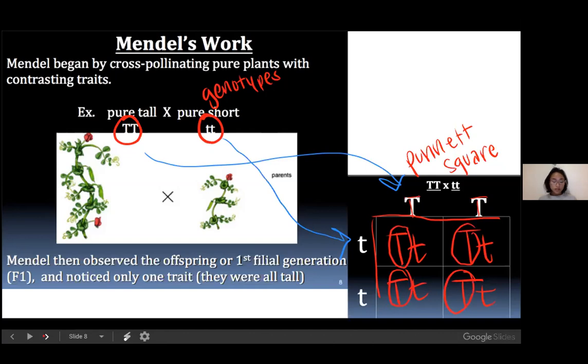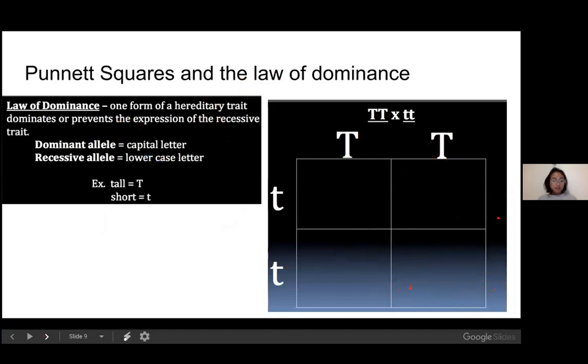All right, let's go to the next slide. Why did those plants all end up tall? Well, one thing that Gregor Mendel discovered is the law of dominance. Dominance with a capital D. Dominance tells us that anytime we have a capital letter, even though there's going to be a lowercase letter, the capital letter will always win. So I'm just going to write that over here. Capital always wins, or it always dominates.